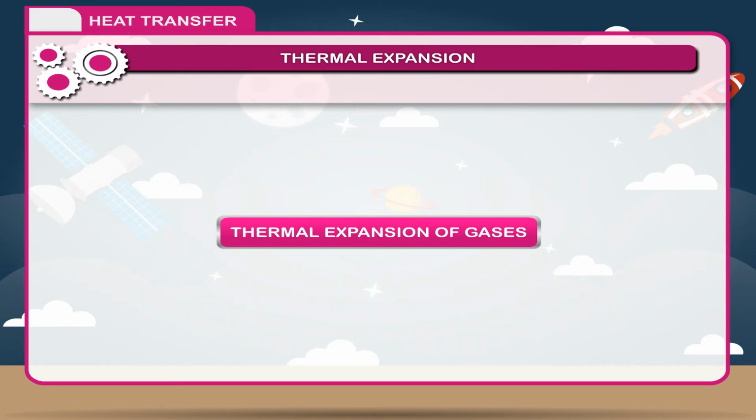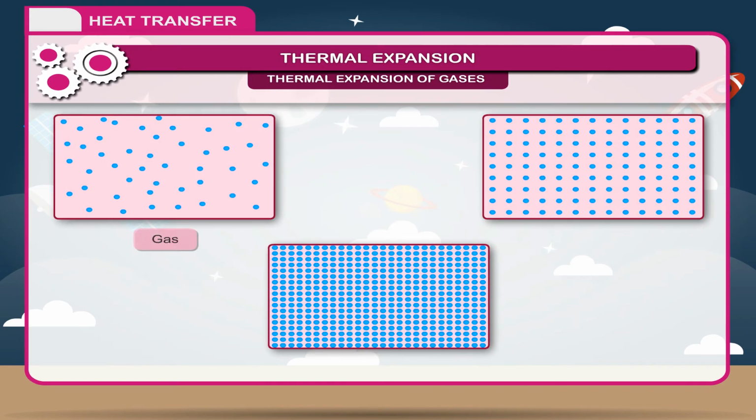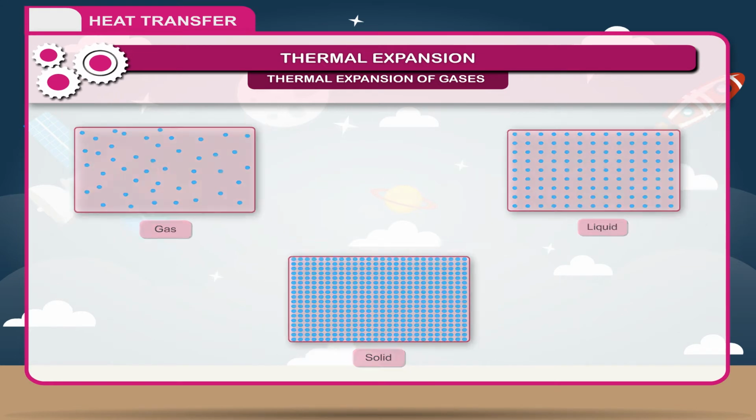Thermal expansion of gases. Expansion in gases is greater than in solids or liquids because the molecules in a gas are very loosely packed. On heating a gas, the molecules move far away from one another. Thus, the gas tends to increase its volume.